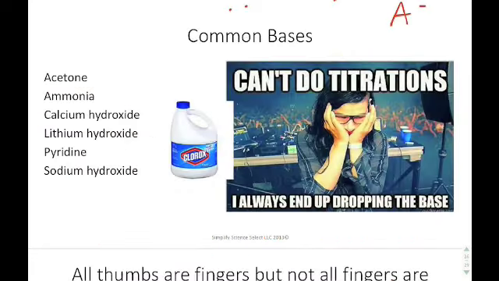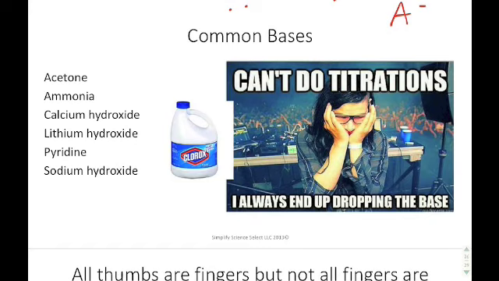Some of the common bases that you'll see are acetone. That's what you see in fingernail polish remover. Ammonia is in a lot of cleaning products. You see calcium hydroxide, lithium hydroxide, and sodium hydroxide. You generally don't see those a lot. And then also a substance called pyridine. And so you have this idea of these common bases.